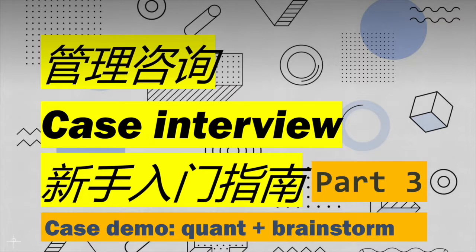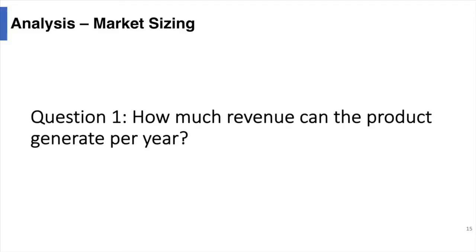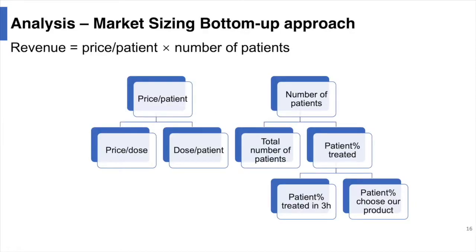Recap、Clarification Question 和 Framework。上期视频的最后我们讲到了要看 Framework 中的 Revenue，所以说接下来的这个问题就是会详细的算一下这个产品的 Revenue。So this is how I approach the market sizing from the bottom-up approach. It's all based on one equation. The revenue equals the price per patient multiplied by the number of patients, so that we can break it down into two buckets here. The first is the price per patient.